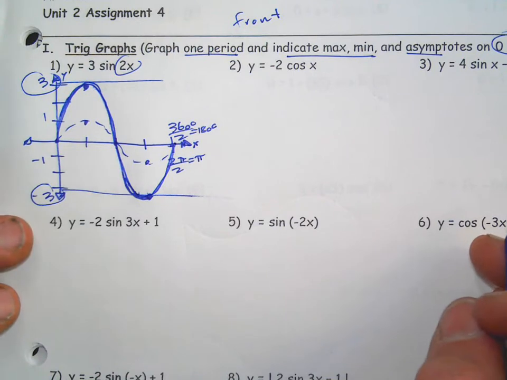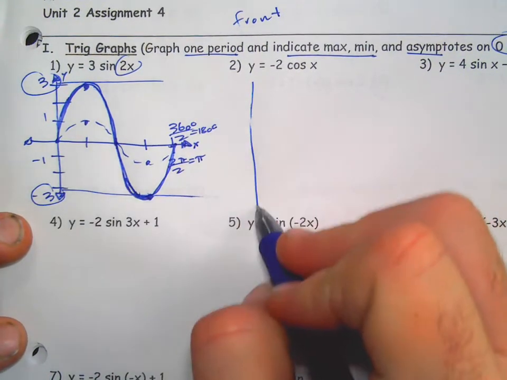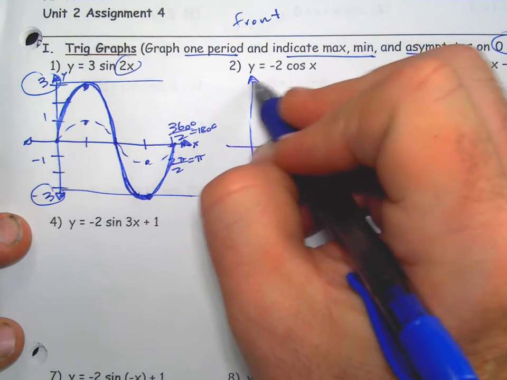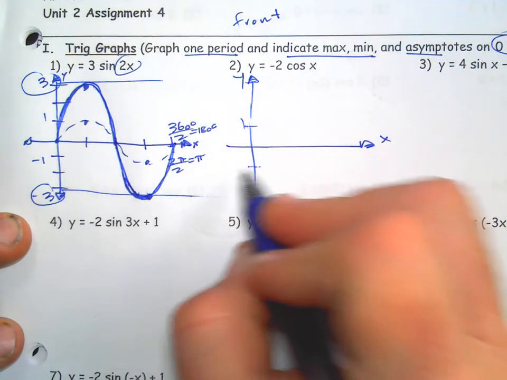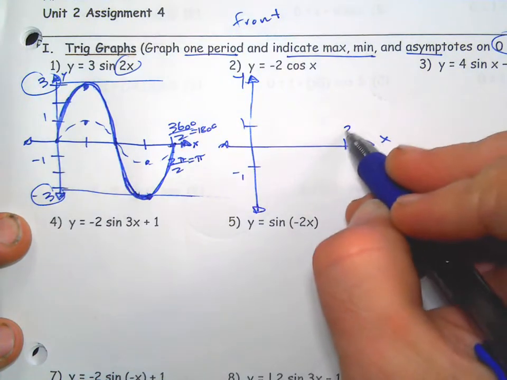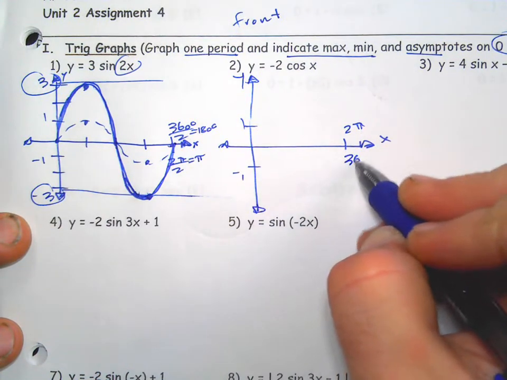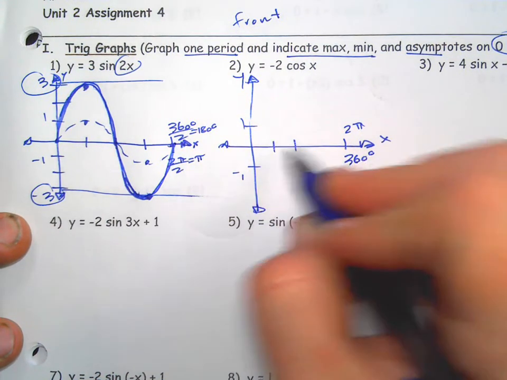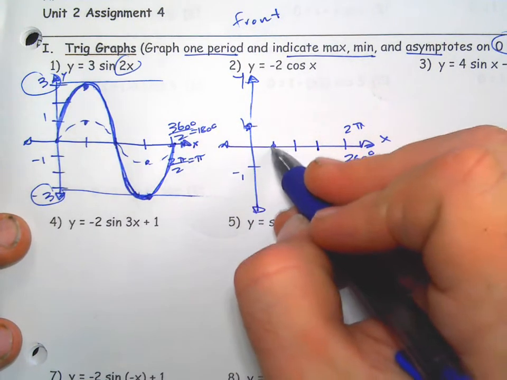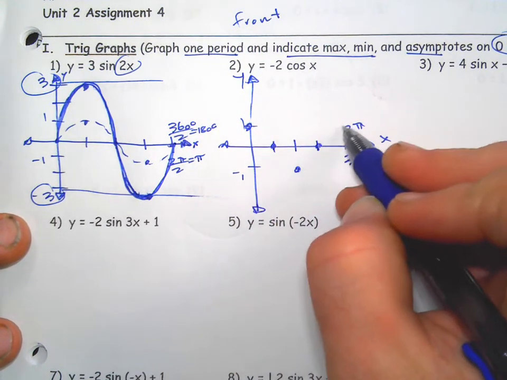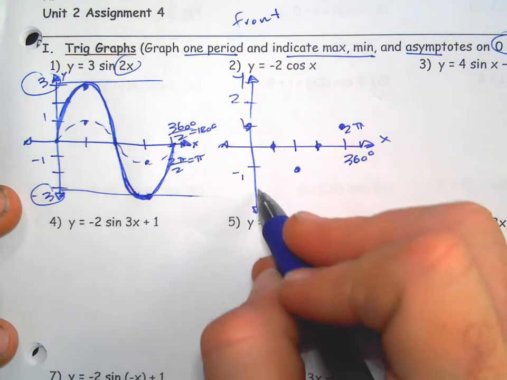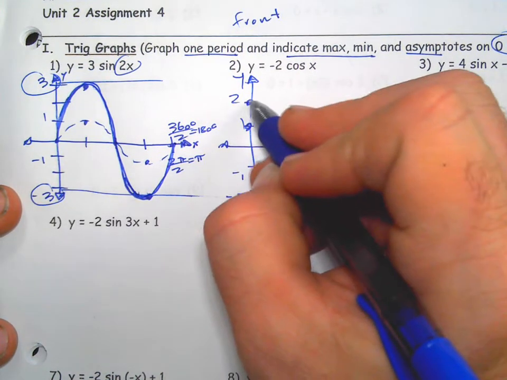Okay, next curve. X, Y, 1, negative 1. So we're starting all these graphs pretty much the same. Mark the period off, 2 pi, 360 degrees, cut in half, cut in half, cut in half. Now the cosine curve starts at 1 and goes to 0 and goes to negative 1, goes to 0 and goes to positive 1. The 2 multiplies all those values by 2.